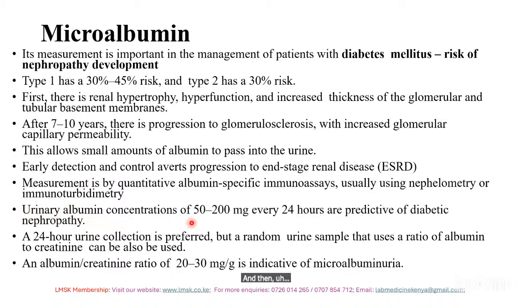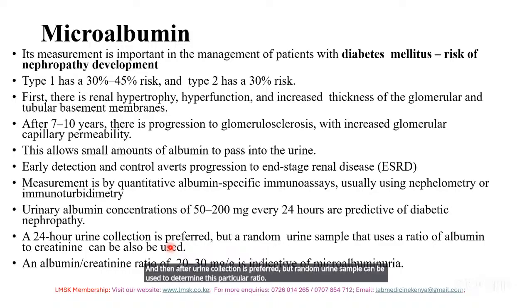A urine albumin concentration of 50 to 100 milligrams every 24 hours is predictive of diabetic nephropathy. A 24-hour urine collection is preferred, but a random urine sample can be used to determine this particular ratio of albumin and creatinine levels. And an albumin creatinine level of 20 to 30 milligrams is indicative of microalbuminuria.